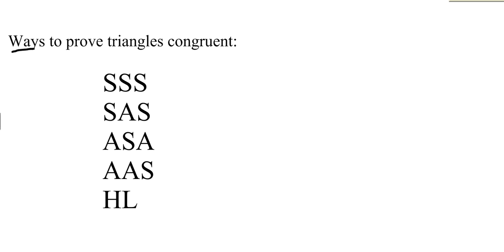So to sum up, we have 5 ways now to prove triangles congruent. Side, side, side, side, angle, side, and angle, side, angle were the first 3 we did. And now we have angle, angle, side, and HL.